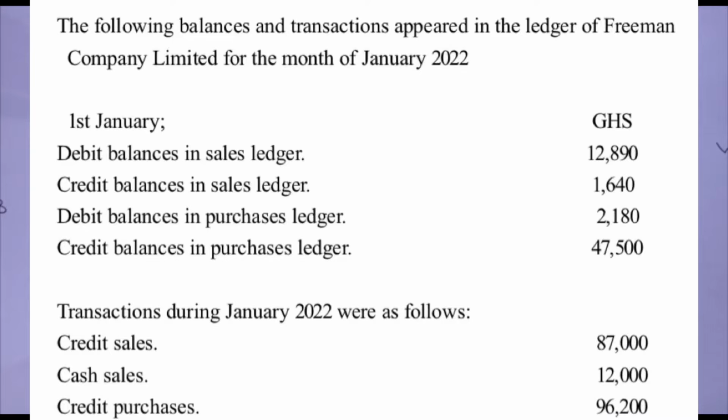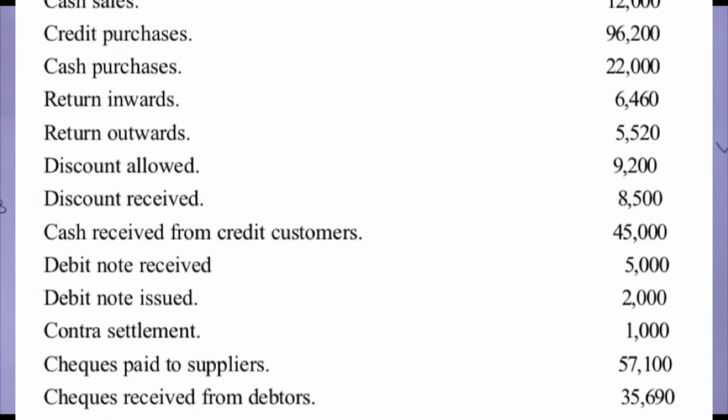Credit sales 87,000 Ghana cedis. Cash sales 12,000 Ghana cedis. Credit purchases 96,200. Cash purchases 22,000 Ghana cedis. Return in was 6,460. Return out was 5,520 Ghana cedis. Discount allowed 9,200. Discount received 8,500. Cash received from credit customers 45,000 Ghana cedis.